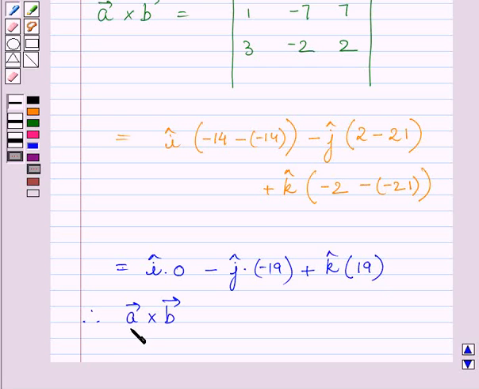So we get vector A cross vector B is equal to 19j plus 19k.